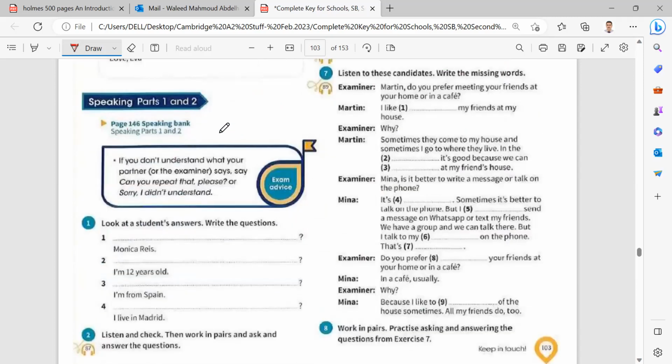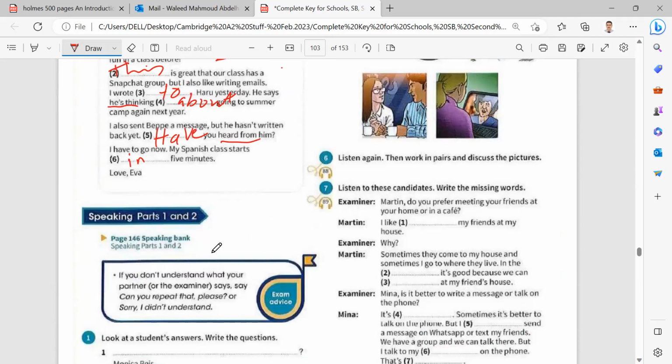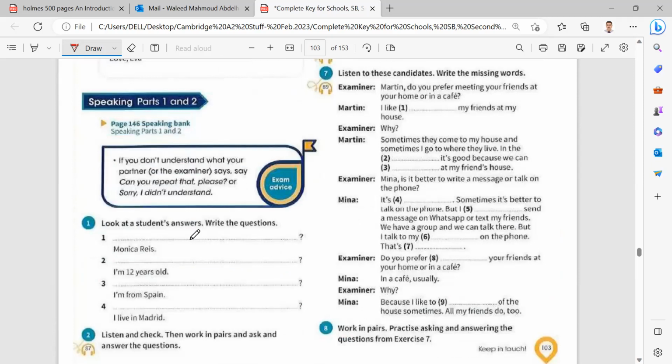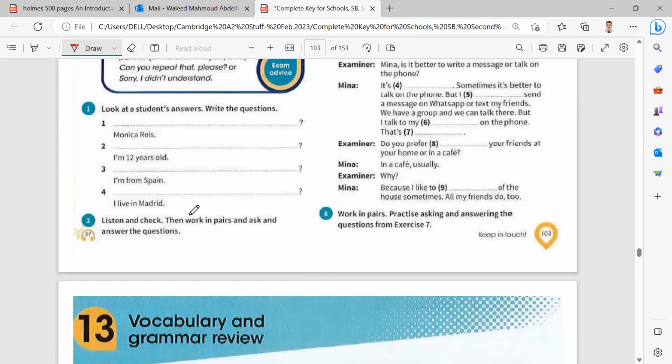So now let's move to the last part in your unit 14, speaking parts 1 and 2. So the first one, Sarah, you have answers, as you see. Can you write the questions? Monica Rees, for example. This is a name, right? Yes, name, exactly. So ask about the name.